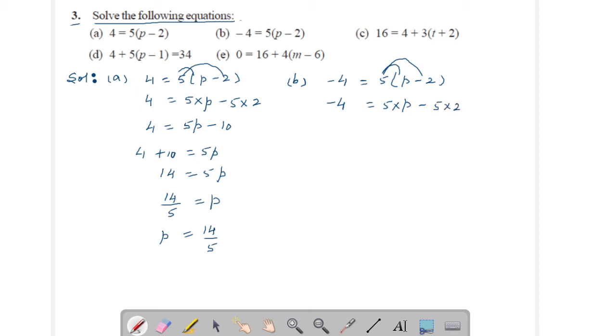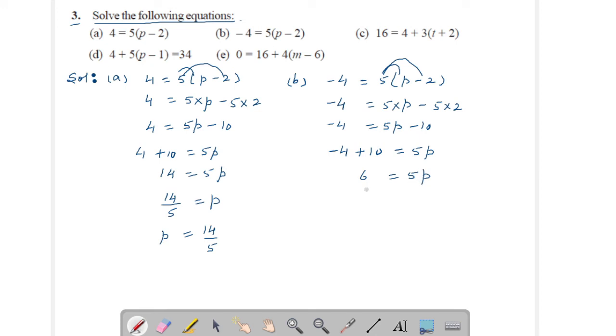This can be written as minus 4 equal to 5 into p, it is 5p minus 5 into 2, that is 10. Now transpose 10 to left hand side, sign will be changed. This can be written as minus 4 plus 10 equal to 5p. Here minus 4 plus 10 equal to 6, equal to 5p.